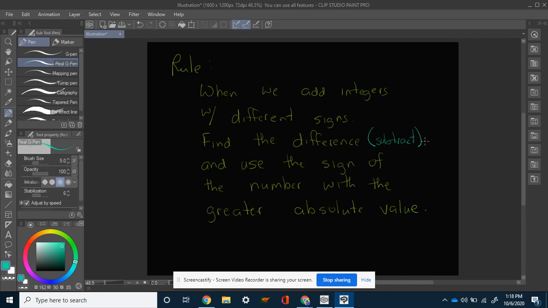Now, some of you might say, well, what happens if they're the same sign? Well, that was the easy one. Same sign, add them together, keep the sign, and you'll be right every single time.